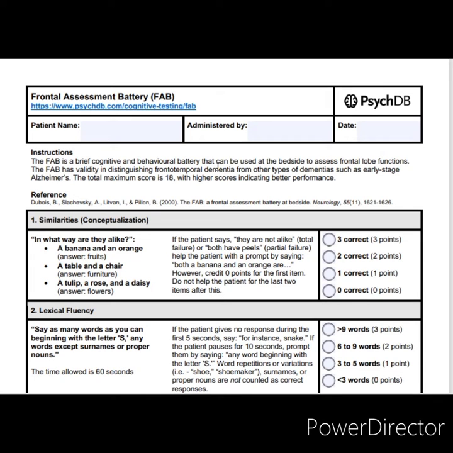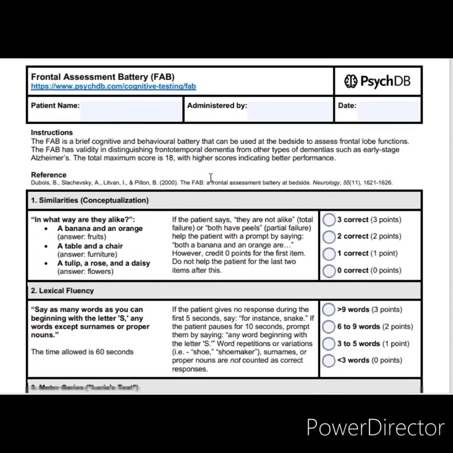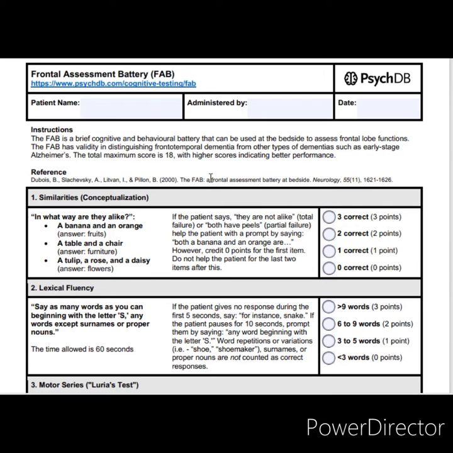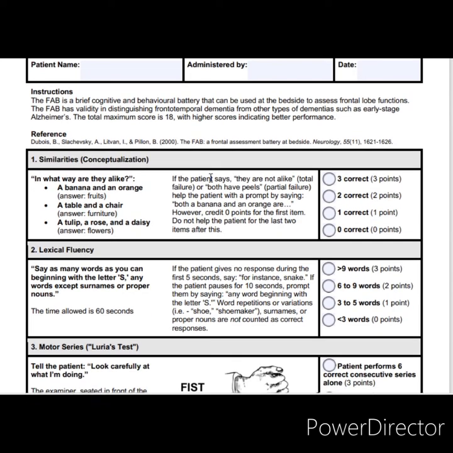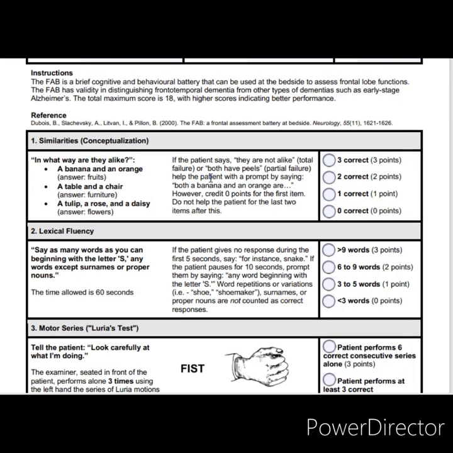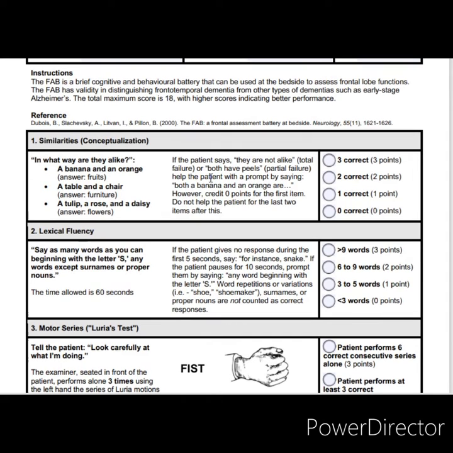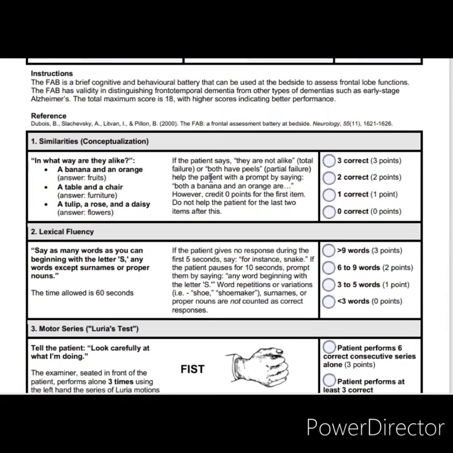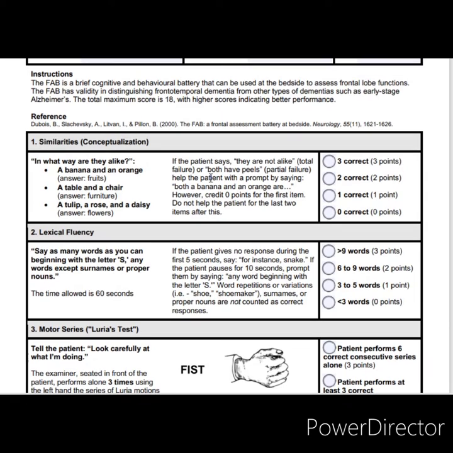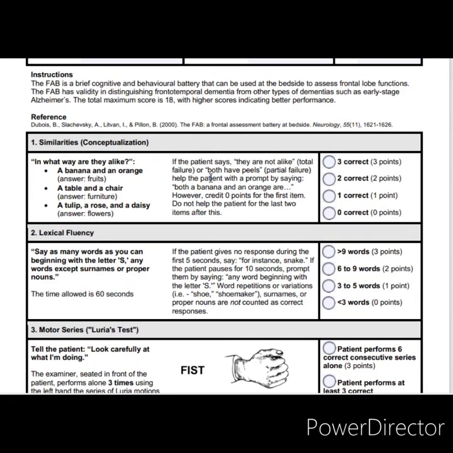First is the similarities. We will test whether the patient can give the similarities between, for example, banana and orange. Answer should be fruits. Table and chair. Answer should be furniture. And tulip, rose or daisy. So 3 examples are given. If all the 3 are correct, 3 points are given. If 2 are correct, 2 points are given. If 1 is correct, 1 point. And if none is correct, 0 point is given.